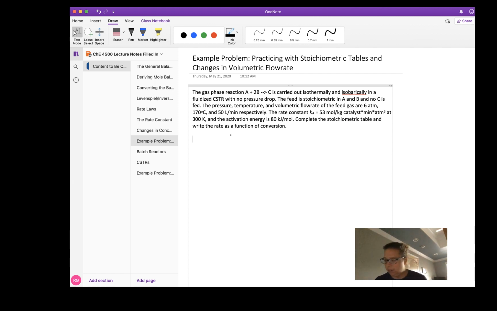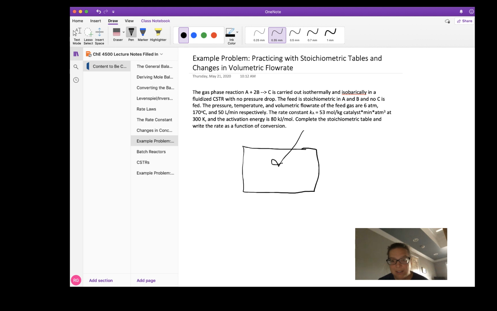So first, to start out, let's just draw the system. So this is a fluidized CSTR. A fluidized CSTR looks just like a normal CSTR, and this is supposed to be a square. The difference is that it's got catalyst pellets in it, so it's a catalytic reaction. From a solution procedure, the only difference between a fluidized CSTR and a normal CSTR is that the fluidized CSTR will solve for a catalyst weight, whereas the normal CSTR will solve for a volume. Other than that, everything else we're going to do is the same.